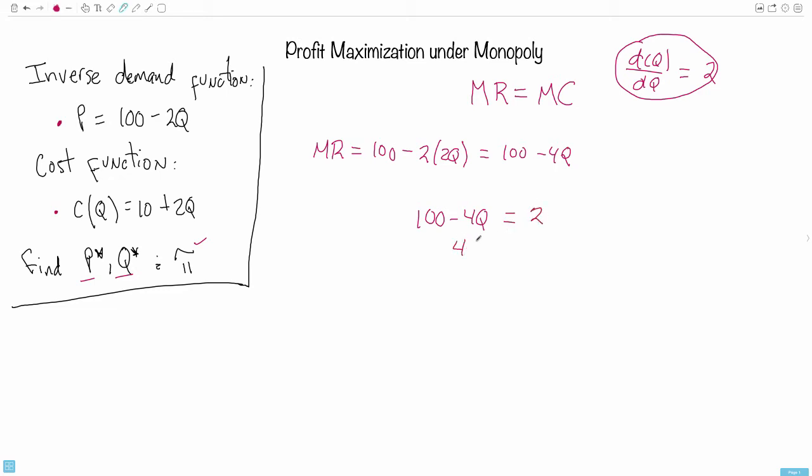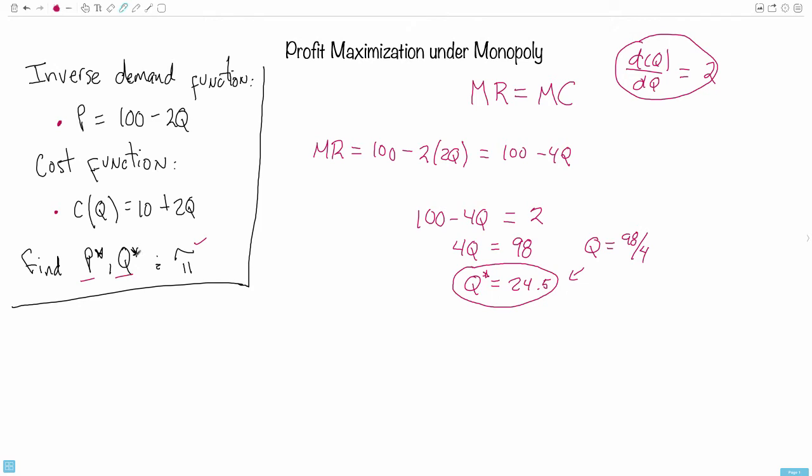So you solve for q, and this is going to give you that essentially q equals 24.5. How do I know that? Well, because I am dividing, I'm skipping one step here. Q is equal to 98 divided by 4, and this is going to give you that the optimal amount of production for this monopoly is 24.5. So you get Q star.